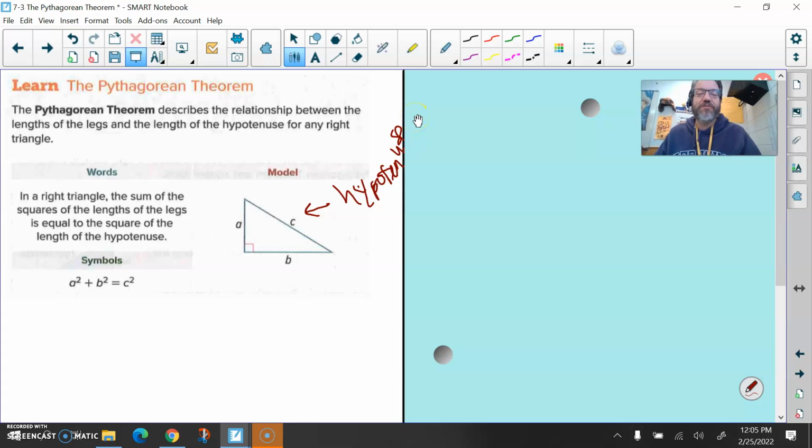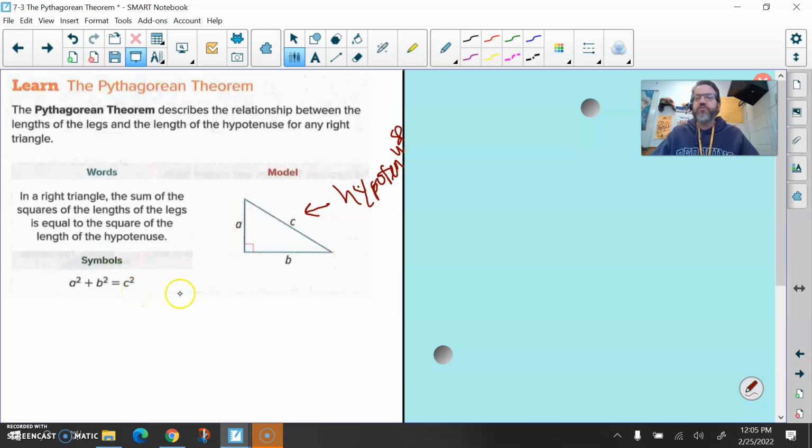That's messy, and I'm trying to fit it in there where you can read it. But that's your hypotenuse, side C. And what happens is if you square all of these sides, the sum of the squares of the legs will equal the square of the hypotenuse. So a squared plus b squared equals c squared. That works for all right triangles.